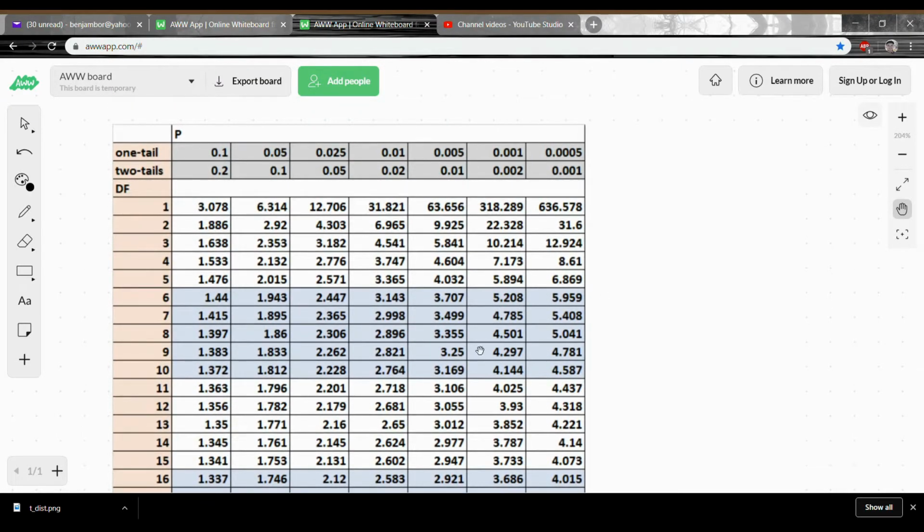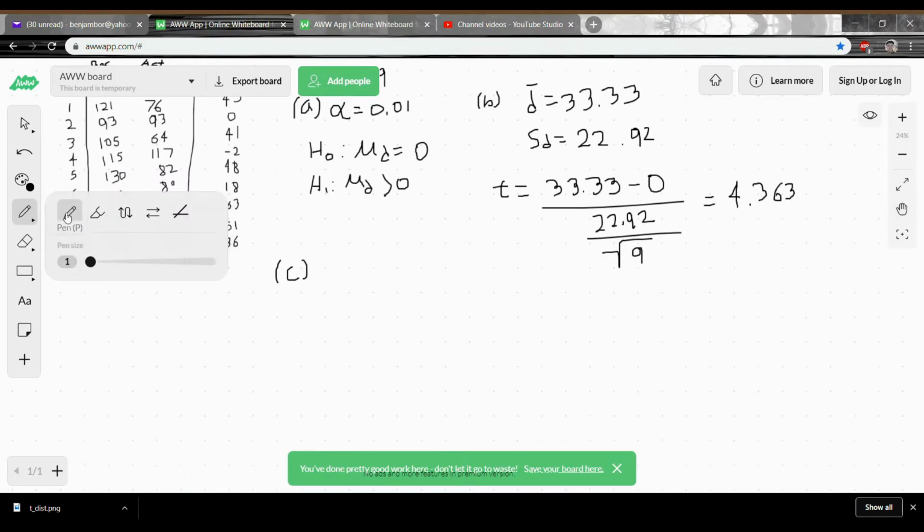So if we go up here, we know that our test was one-tailed because we're trying to find a mu D greater than 0. We're only looking at one tail. That means our p-value is between 0.005 and 0.001. So we're going to say that p is between 0.001 and 0.005.